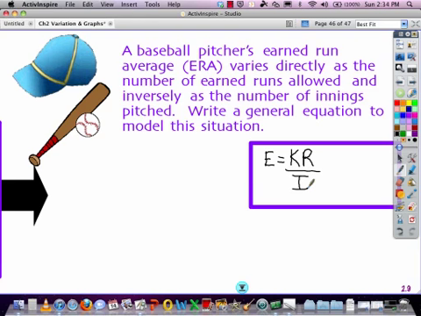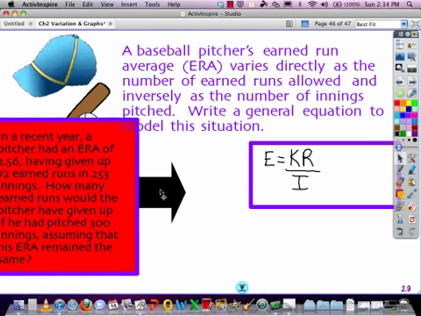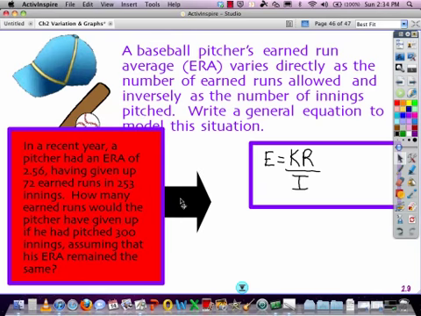That's what I have. Now, based on what you used, earned run average, whatever variable you used, has to equal your constant times your earned runs allowed, and then divided by your innings pitched. Okay. That's how they could start. Write in a formula. No big deal. That might be all they ask. But then there might be others that give us a little more information.